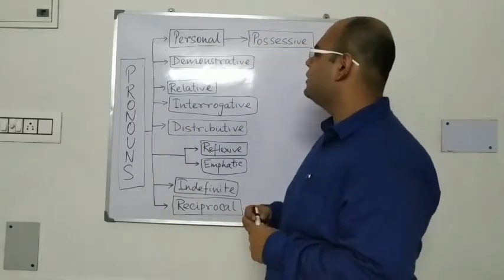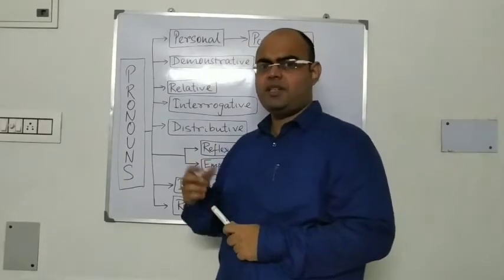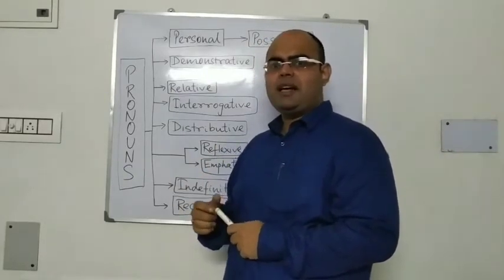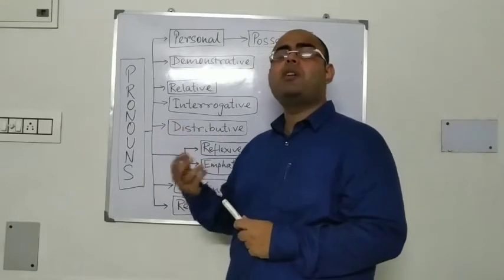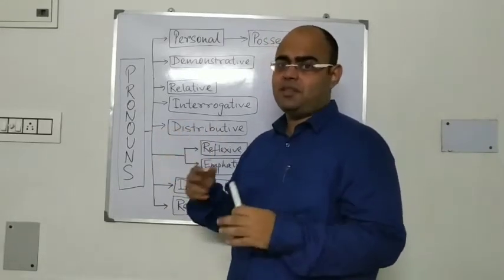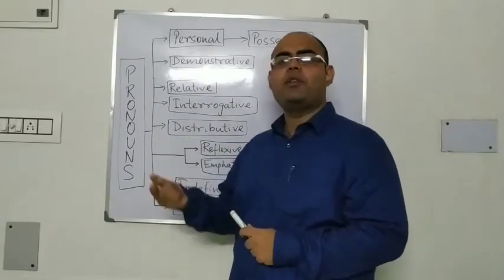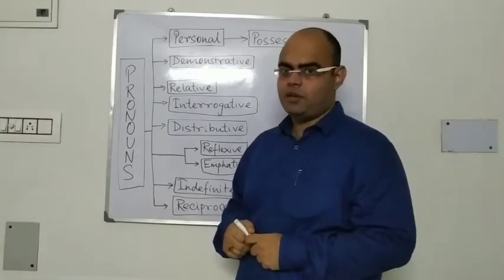The first one is the personal pronoun. Now, what is a personal pronoun? A personal pronoun is a pronoun that refers to persons: the first person, second person and third person. There are three types of persons in English. So if a pronoun refers to any of the persons, we call it a personal pronoun.